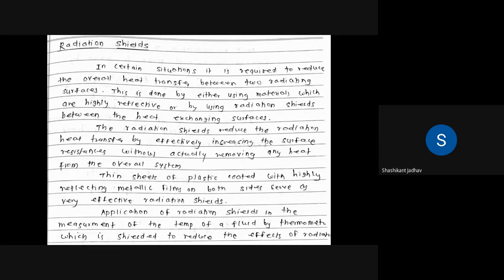Okay, then what are the applications of the radiation shield? That is applications of radiation shield in the measurement of the temperature of a fluid by thermometer which is shielded to reduce the effects of radiation. Okay, so this is about the concept regarding the radiation shield. Okay, next slide.